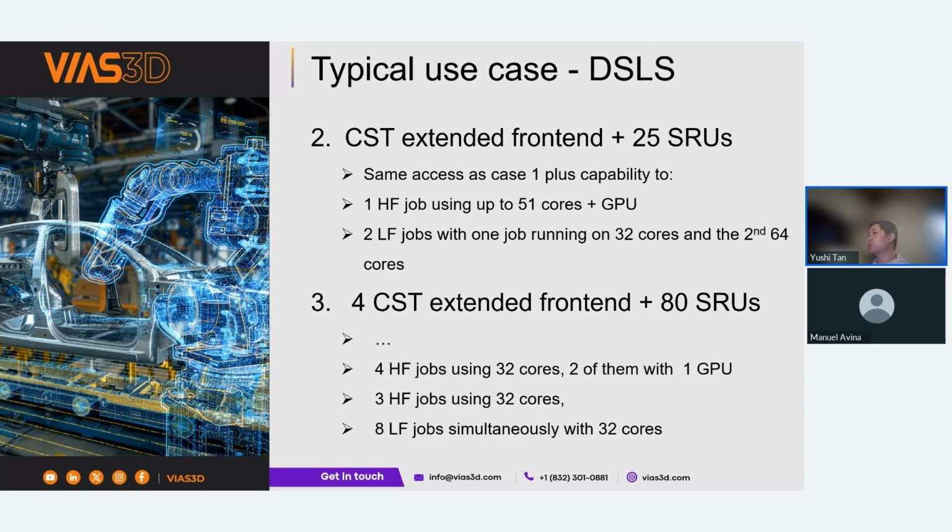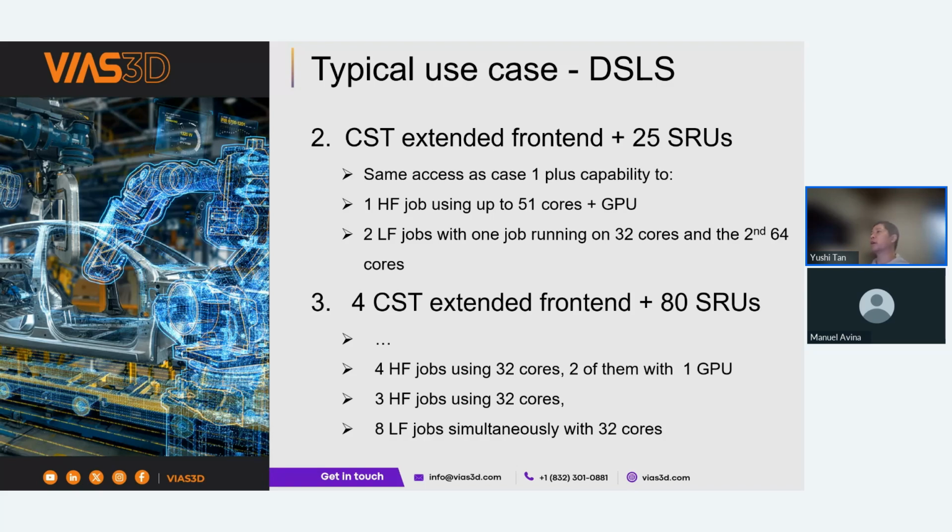And 2 low-frequency jobs, one on 32 cores and the other one on 64 cores, right? So imagine one job is using 10 SRUs, the other one is 15, right? So low frequency requires 10, but if you add 5 to it, it doubles the CPU core count, right? So that's why you come up with the 32 cores and 64 cores for 2 jobs on the low frequency side.